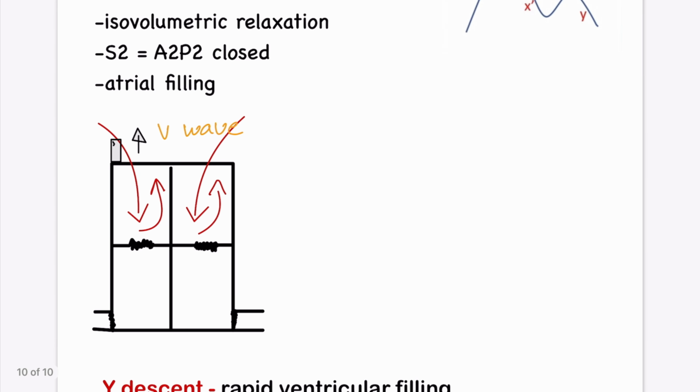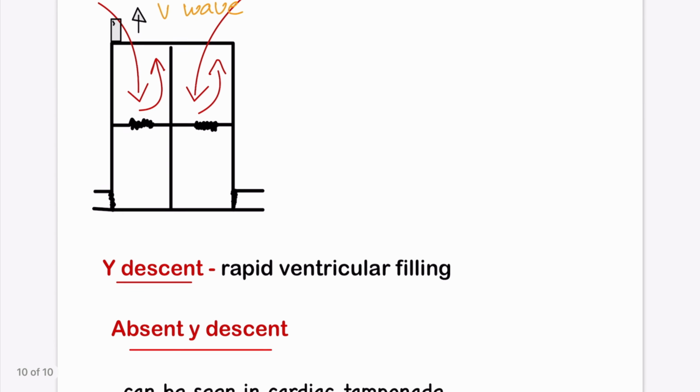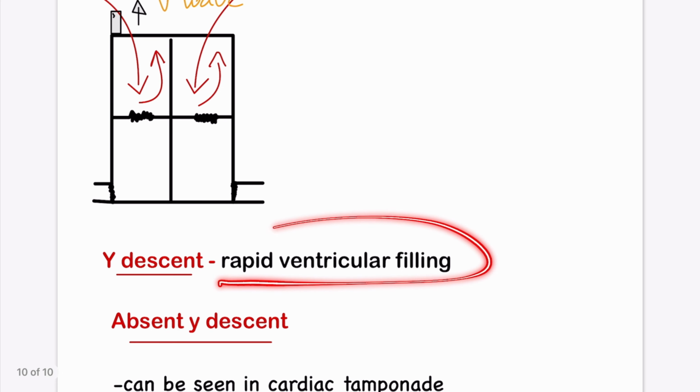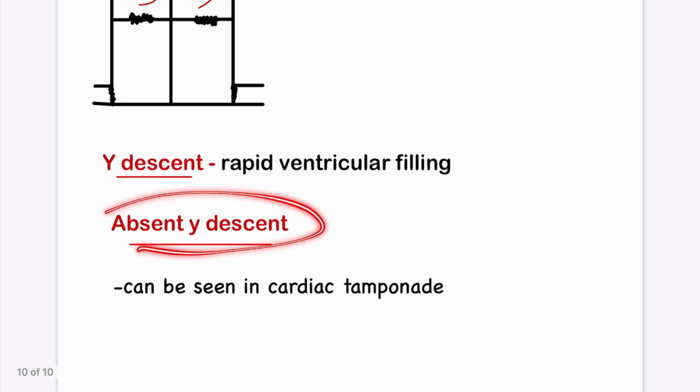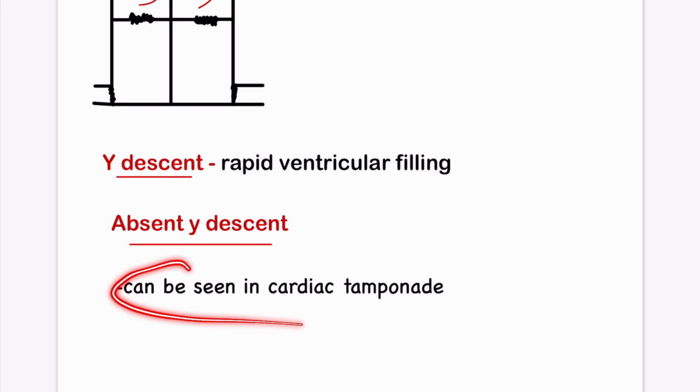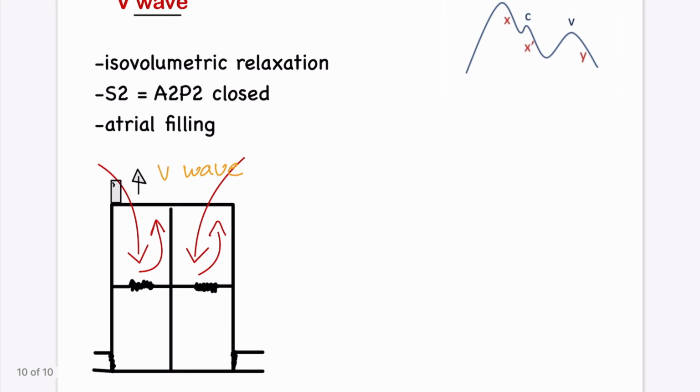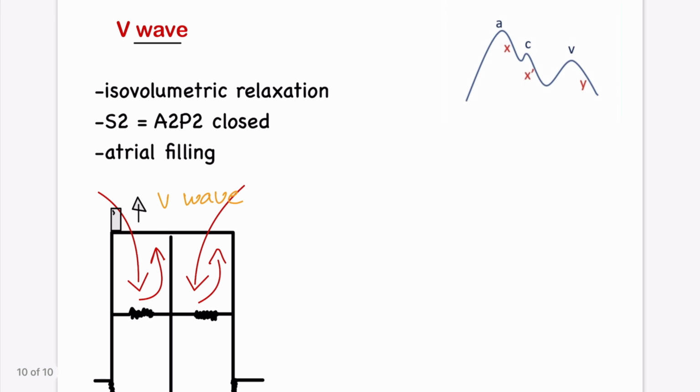Next is the Y descent, which is this. Y descent is happening during rapid ventricular filling. So what causes absent Y descent? There is a condition known as cardiac tamponade in which there won't be Y descent. So this is basically the summary of JVP.